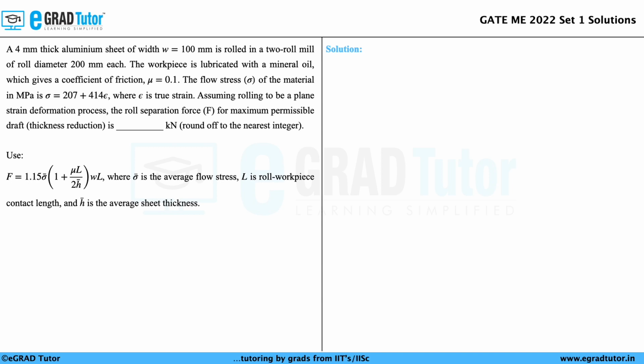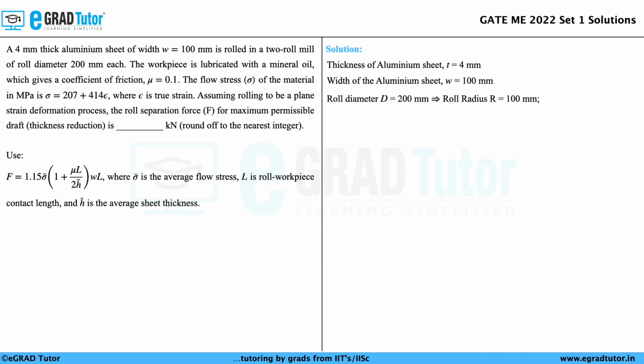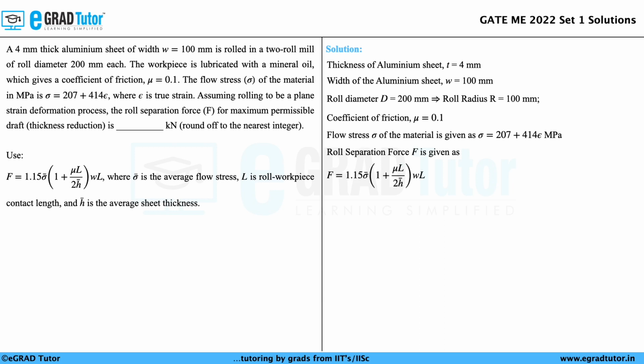We know the thickness of the aluminium sheet, T equal to 4 mm. We have the width of the aluminium sheet as W equal to 100 mm. We have the roll diameter capital D as 200 mm, and that gives roll radius R equal to 100 mm. We have the coefficient of friction mu equal to 0.1, and the flow stress of the material sigma is given as 207 plus 414 epsilon megapascals. Roll separation force F is given as F equal to 1.15 sigma bar into 1 plus mu L by 2 H bar into WL.